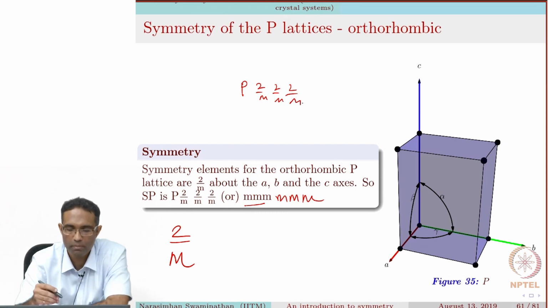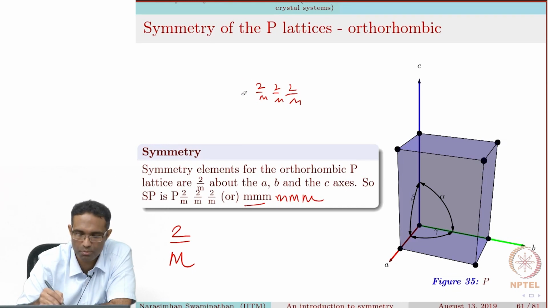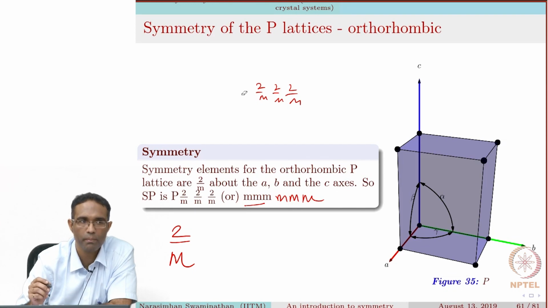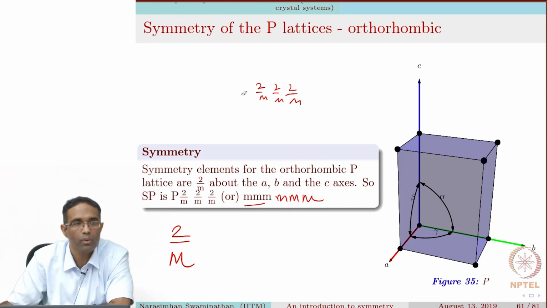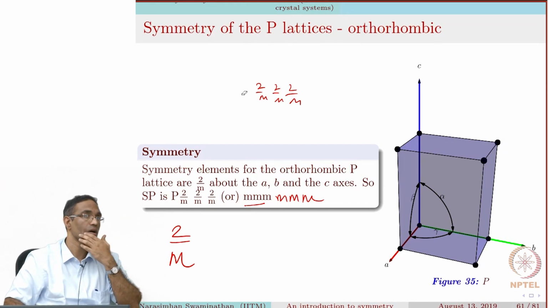What is the point group? How will you tell me what the point group is? Just remove this P. 2 over m, 2 over m, 2 over m becomes the point group. Okay. Now, what is the next Bravais lattice we can think of? Orthorhombic, then?